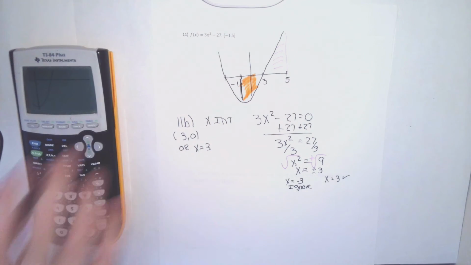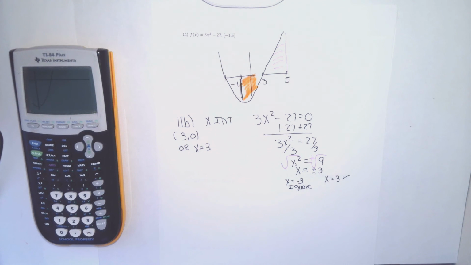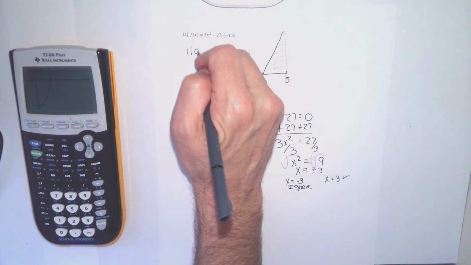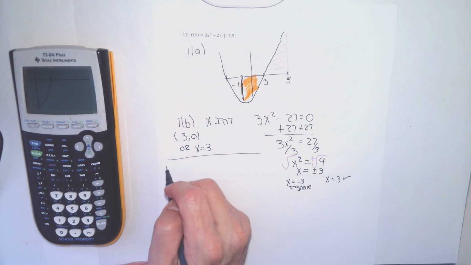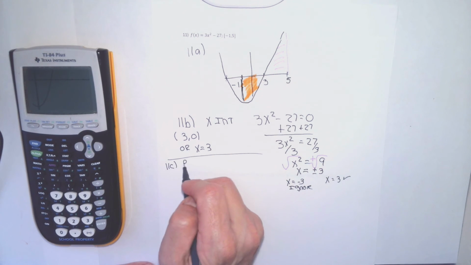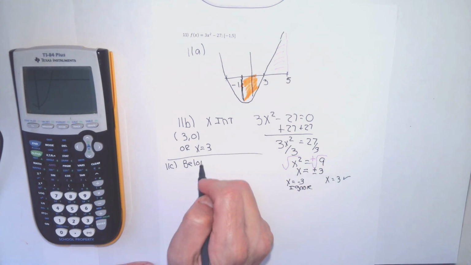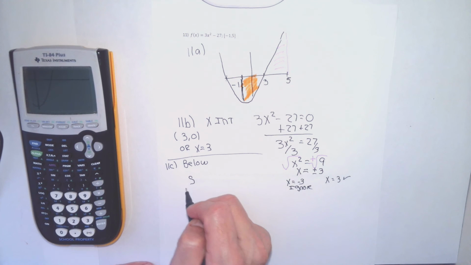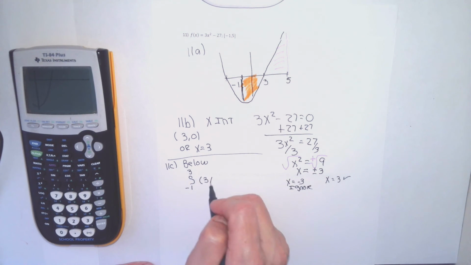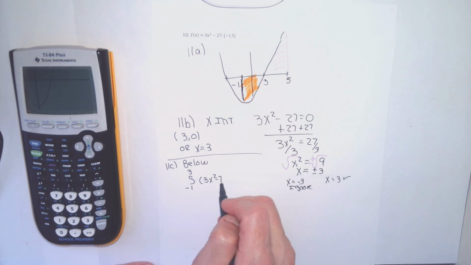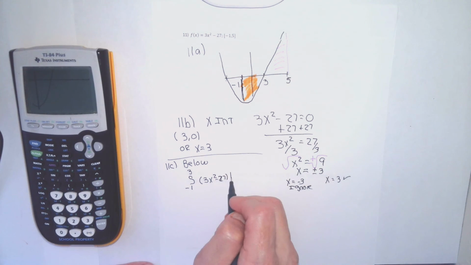So done with part B, got the x-intercept, kind of waved my hand a little bit, but that's for part A. Now I'm going to move on to part C and find two separate integrals. So the first part for part C, I'm going to do the region below the x-axis. I'm going to integrate from -1 to +3. The function is 3x squared minus 27.